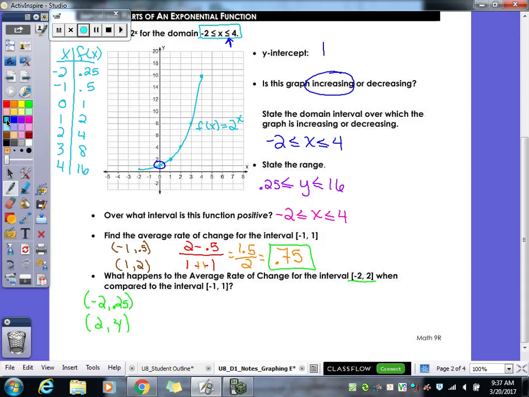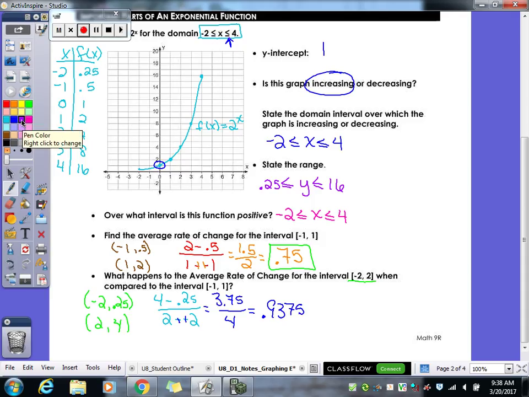So now we have our 2 points. We can do our slope, y2 minus y1 over x2 minus x1. So 4 minus 0.25 over 2 minus negative 2. So 4 minus 0.25, what do we get? 3.75, very good. And then over what? 4. So divide those, what do we get? 0.9375.